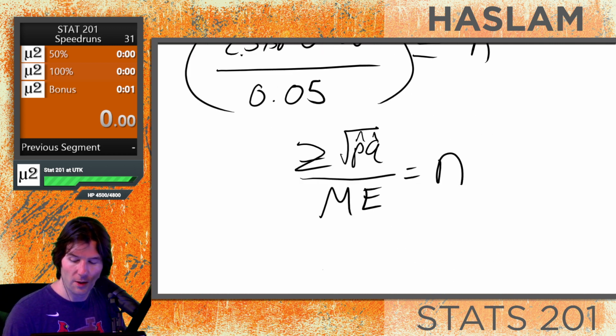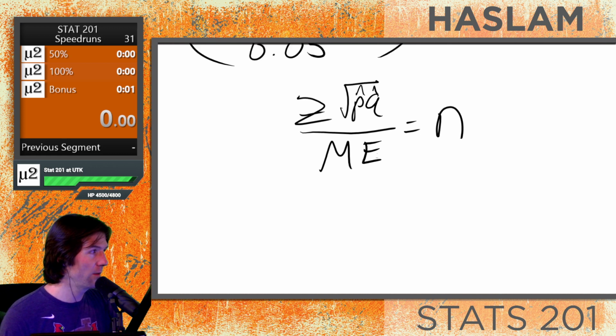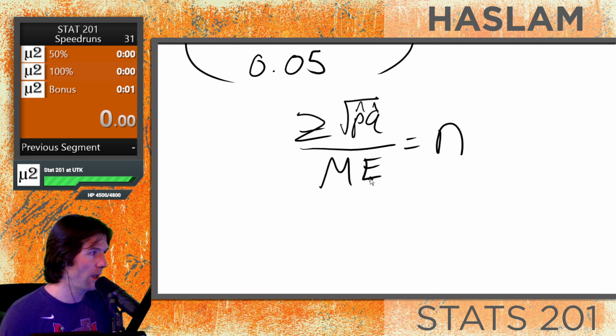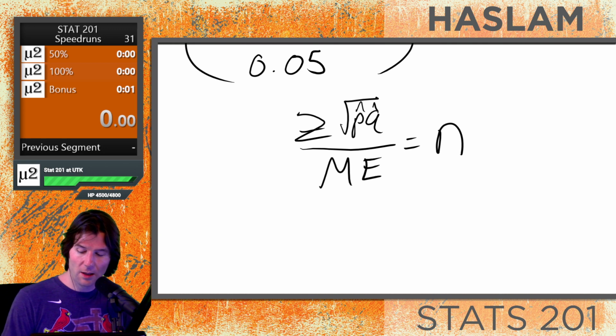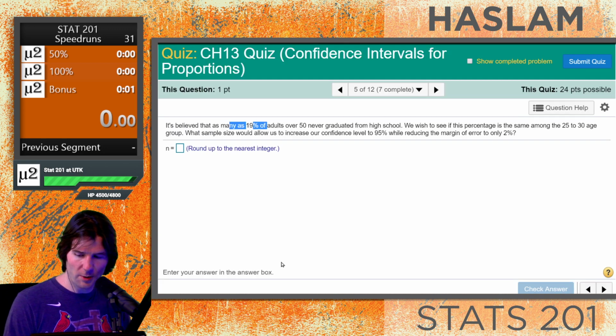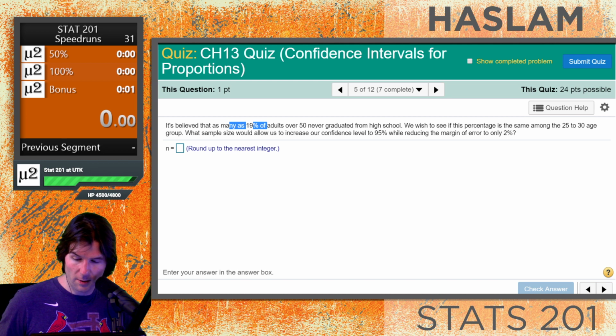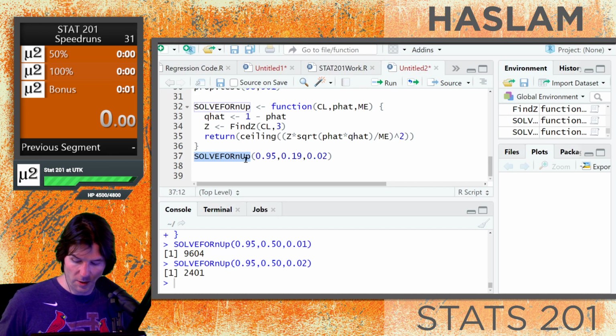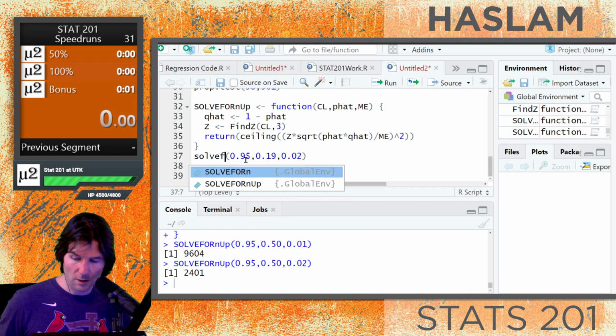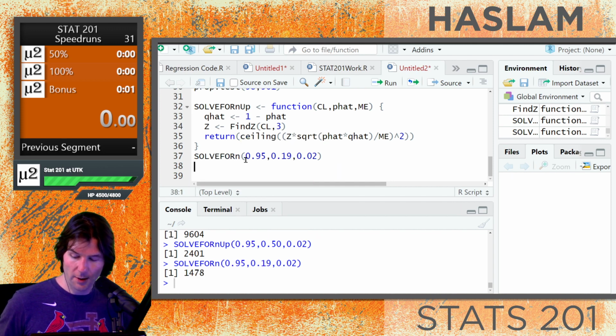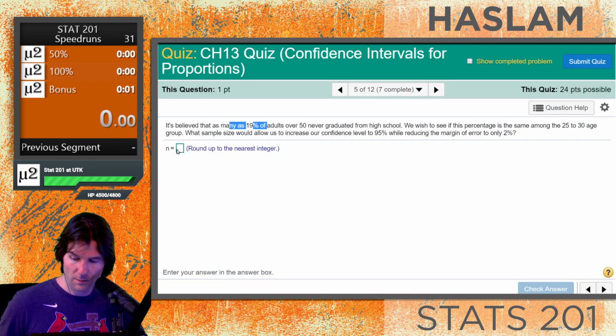And we go right here, and we can see the simplified version of it, where we find the P hat, the Q hat, the Z, the ME, and we find the N. Once again, watch the earlier questions where we went a little bit slower. But the good news with code is we put our margin of error here of 2%. We put our P hat, and then we put here our 95% confidence level, and we solve for n right here, and we get 1478.